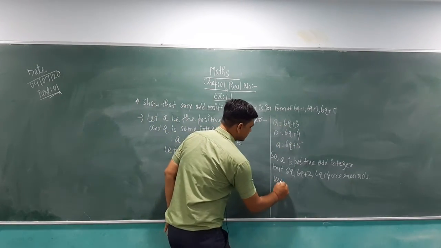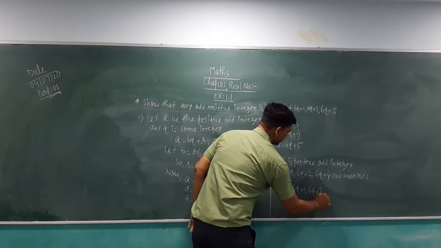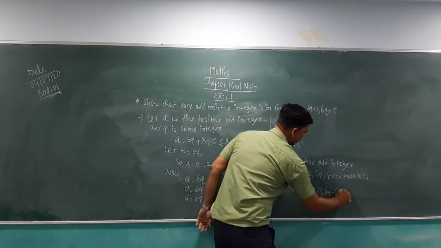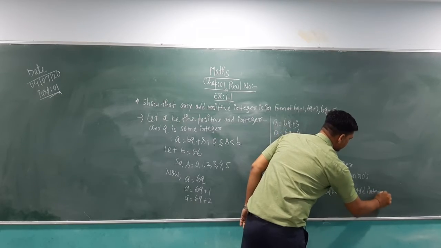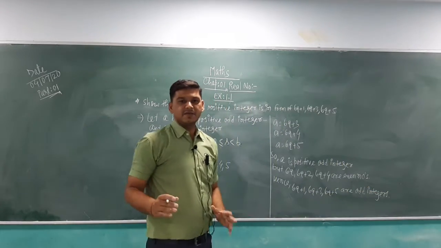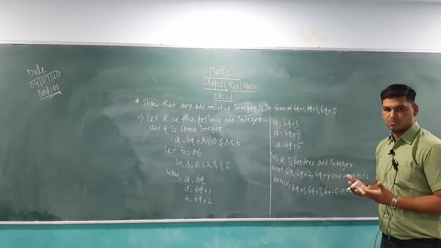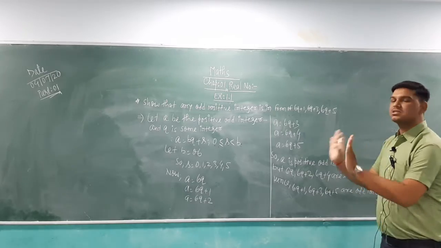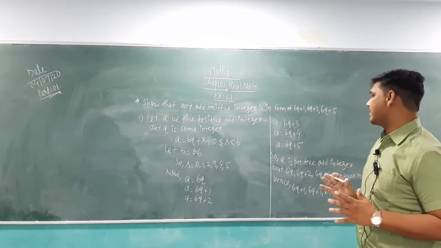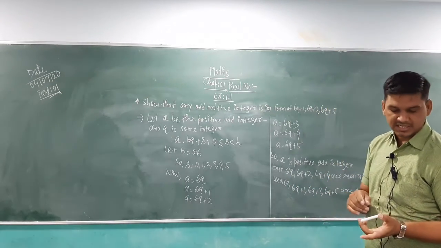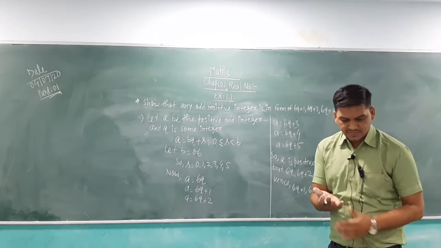Hence 6q plus 1, 6q plus 3 and 6q plus 5 are odd integers. So simply, if you want to prove that any positive odd integer is of the form 6q plus 1, 6q plus 3 or 6q plus 5 using Euclid's division lemma, we have to prove that any positive odd integers are in these forms. Now let us take another example of how to use Euclid's division lemma.